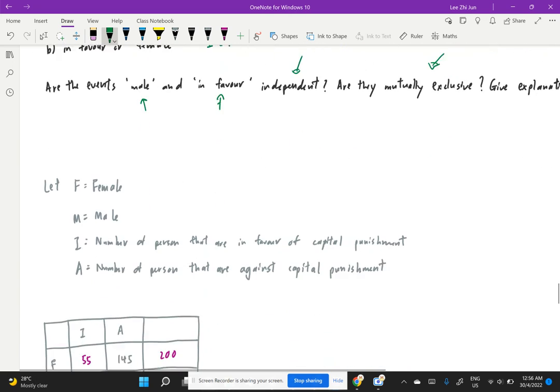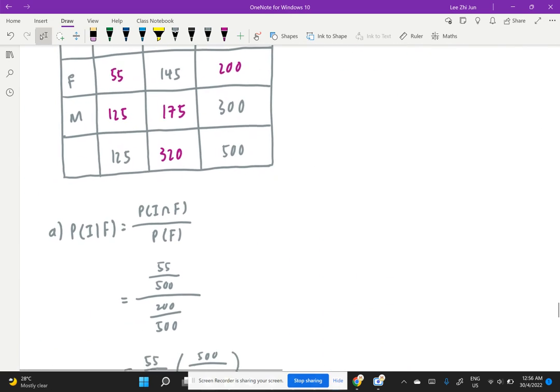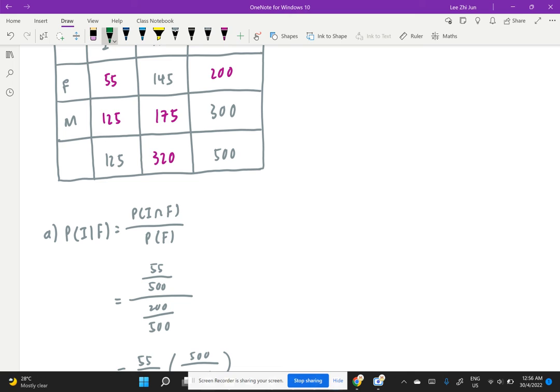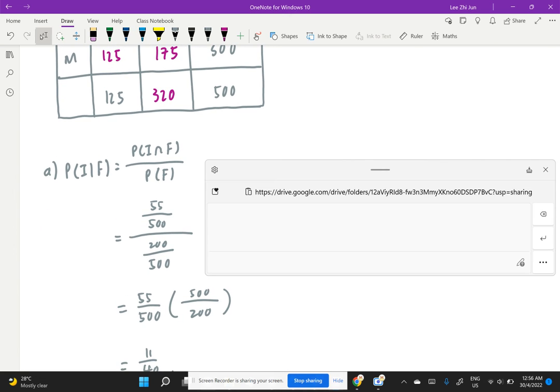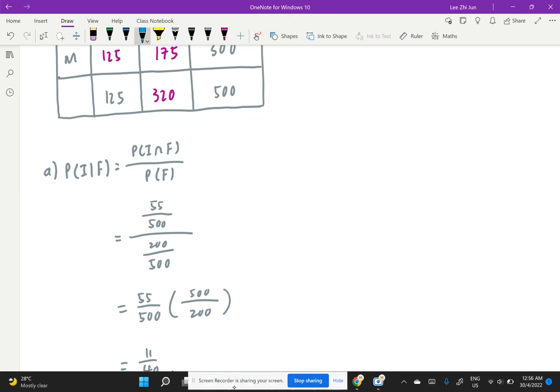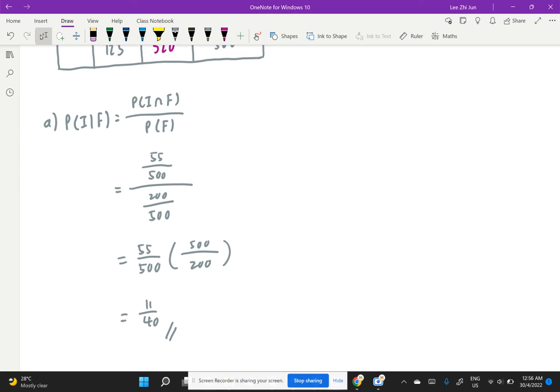So I given F, P(I∩F) divided by P(F). So I∩F is 55 here, divided by 200. So 55 divided by 200, I will get 11 over 40.